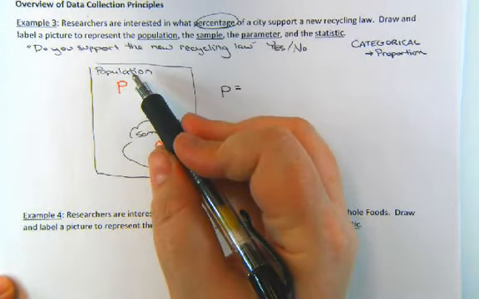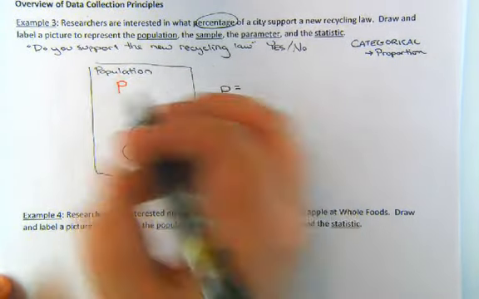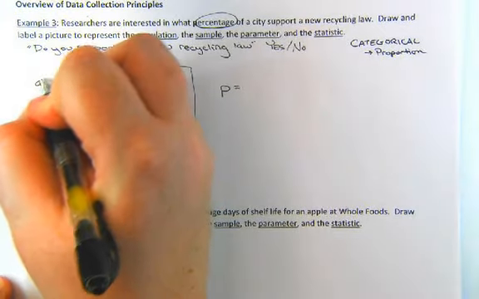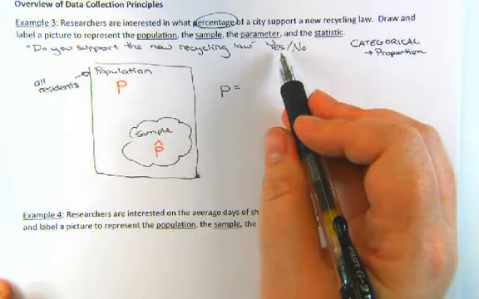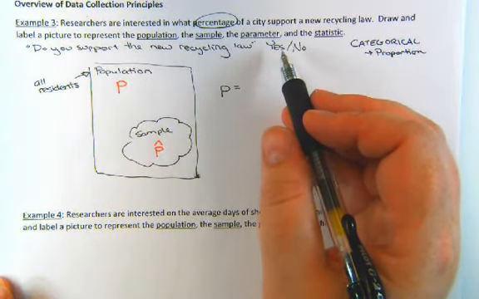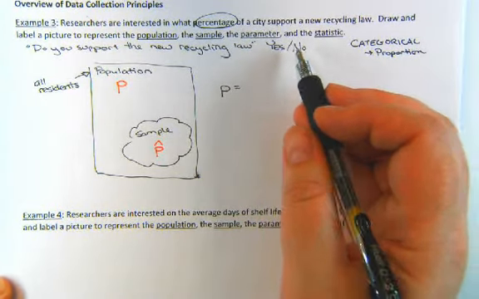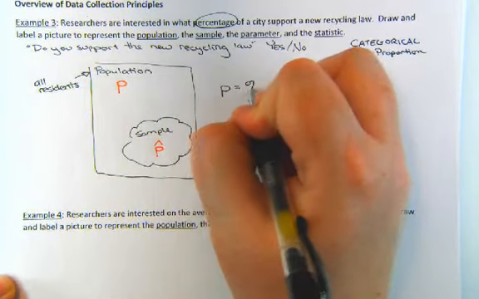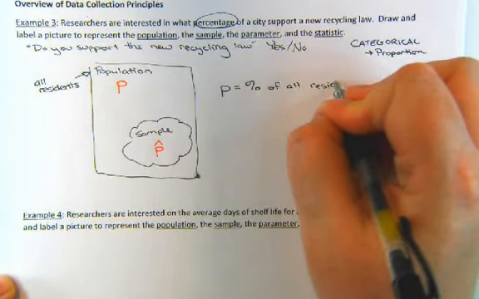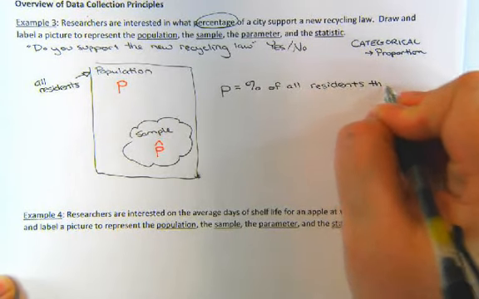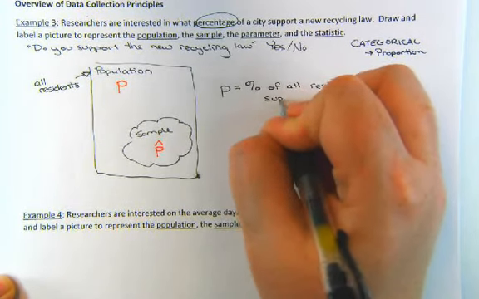So if we calculate p, this is where we would talk to all of the residents in the city. So we're talking to all the residents, and then we calculate the proportion that said yes, how many of them supported the recycling law out of everyone that we interviewed. So this would be the percent of all residents that support the new recycling law.